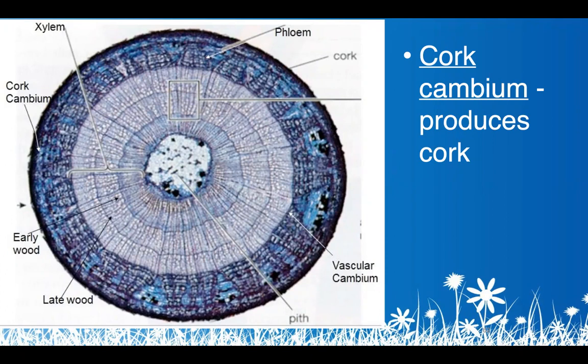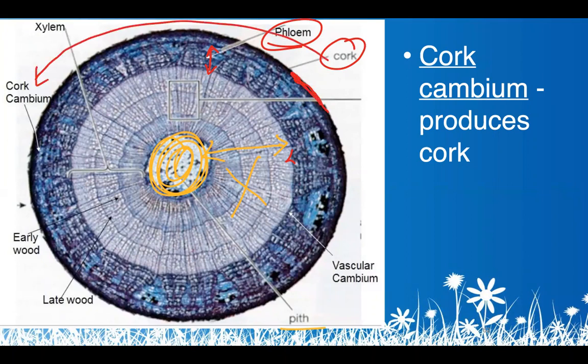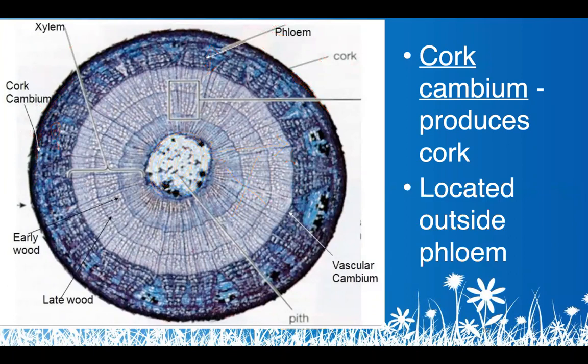And again, this is across basically a tree trunk. Here you've got the central area. This is called the pith. We'll talk about that later. But here is the xylem, this whole area from here to here. And then you have the phloem up here, from here to here. And then you've got the cork on the outside. This is this dark ring here. Just outside the phloem, in between the phloem and the cork, is the cork cambium. So it's going to produce more cork. So it's outside the phloem.